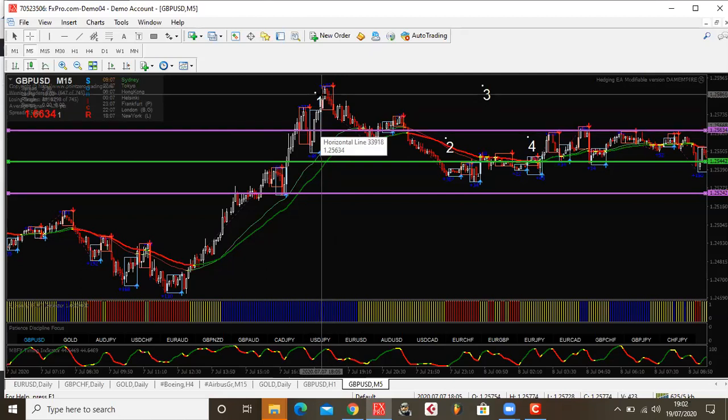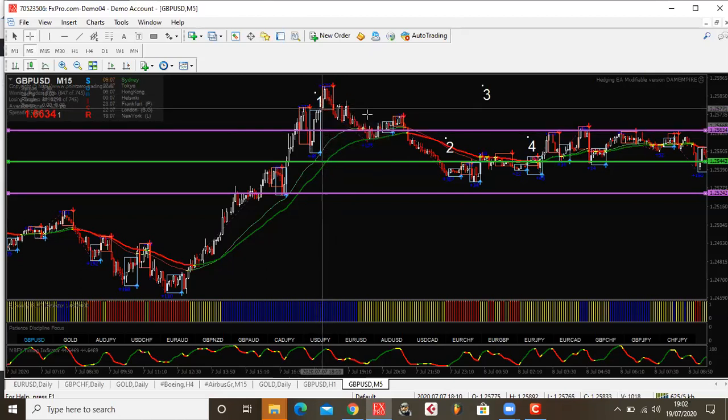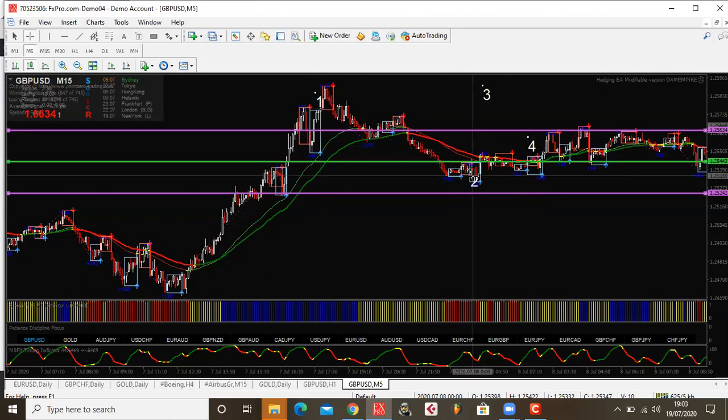So right here will be your first entry, right? Now you have to look for a second entry. Second entry is right here. Let's see how bad this one gets. So you entered here first, and your second entry is right here. No, right here, my bad. You need 42 pips down.